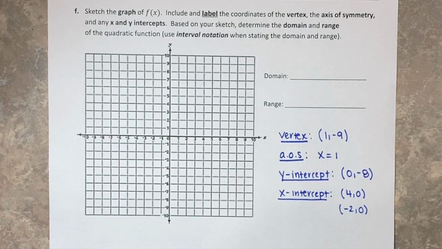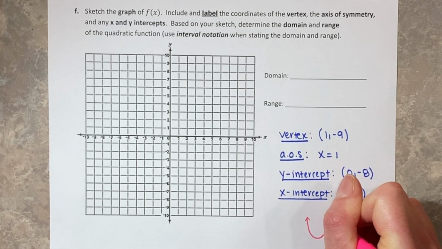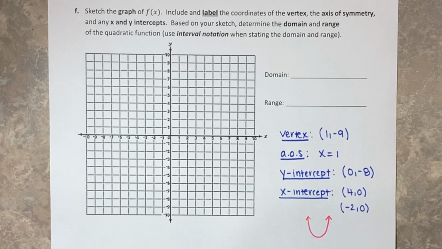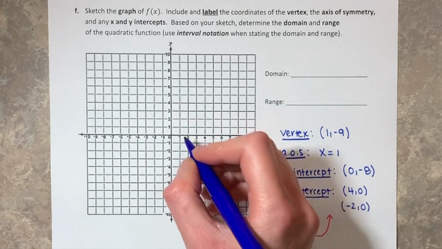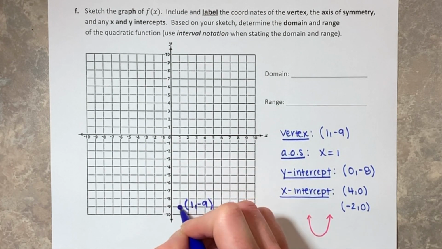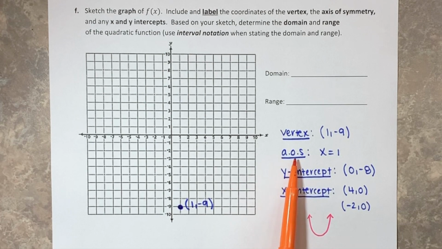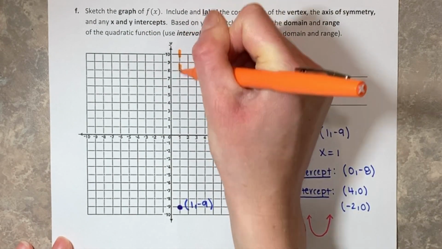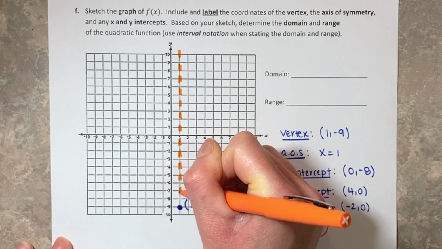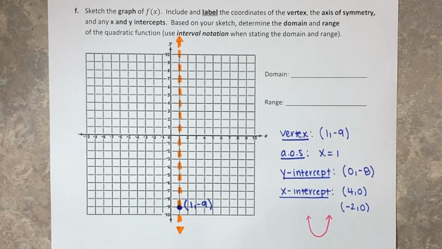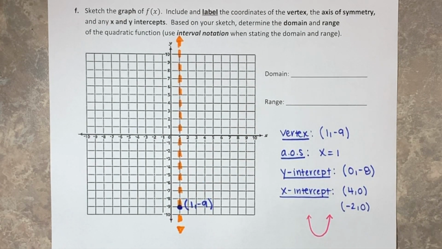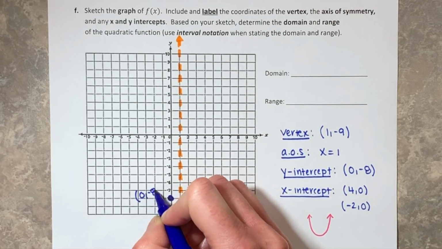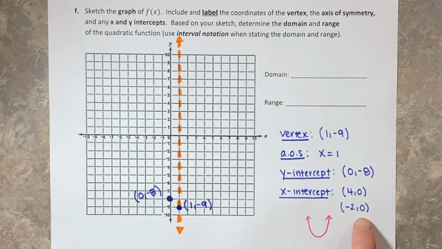So I've just written all of that crucial information right here. I'm also going to add that we noticed that our parabola opened up. So our parabola will be facing in this direction. Let's start by drawing our vertex at the ordered pair 1, -9. This is my abbreviation for the axis of symmetry, and we found that the axis of symmetry is the vertical line x equals 1, so let's draw that in. Next, let's draw our y-intercept, which we found was 0, -8. And then let's draw in the two x-intercepts.